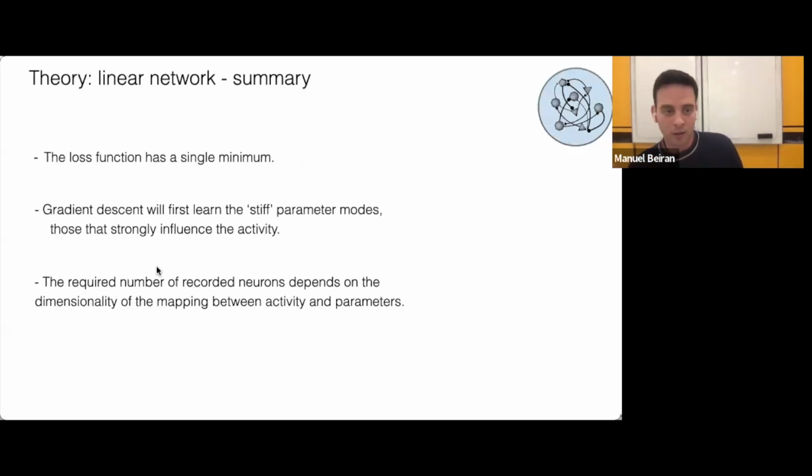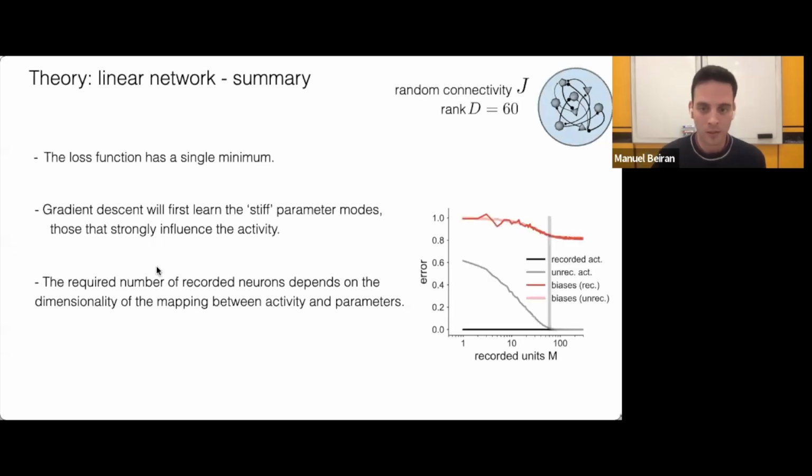Finally, this also tells us that the required number of neurons that should be recorded depends on the rank of that mapping matrix. And that rank is basically related to the rank of the connectivity, which can be linked to the dimensionality of the activity that network can produce. So now, for these linear networks, we can predict the error in unrecorded neurons, the error after training for a long time in recorded neurons, and the error in single neuron parameters.